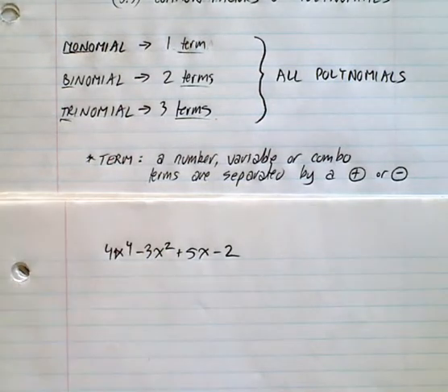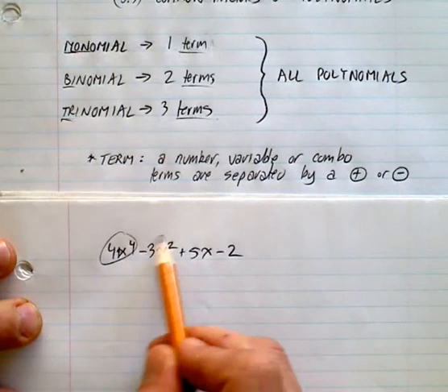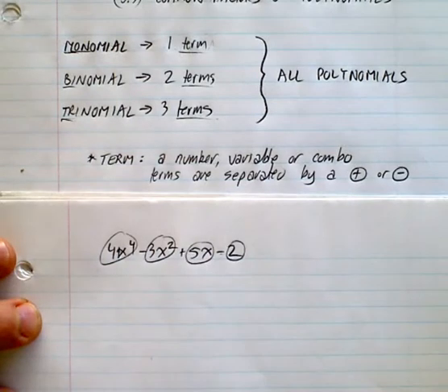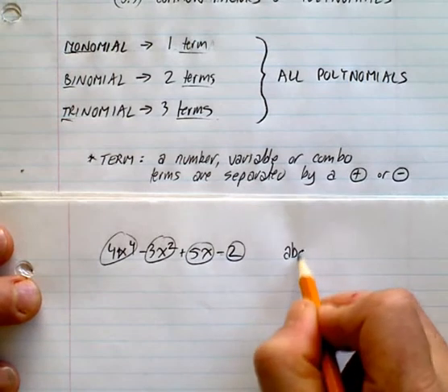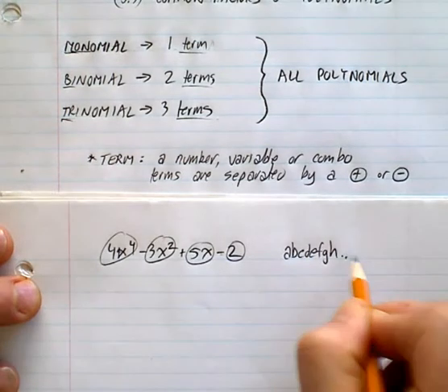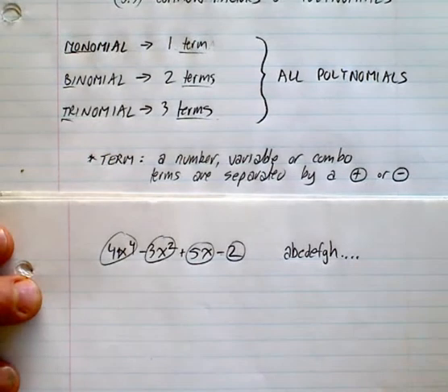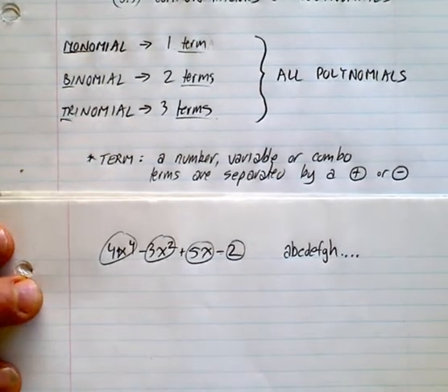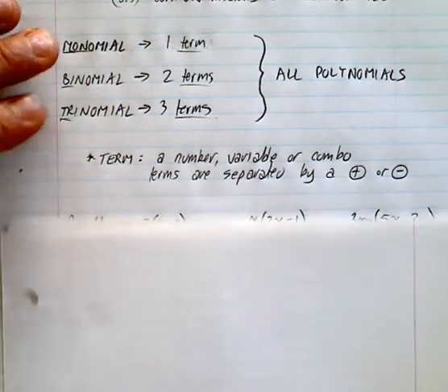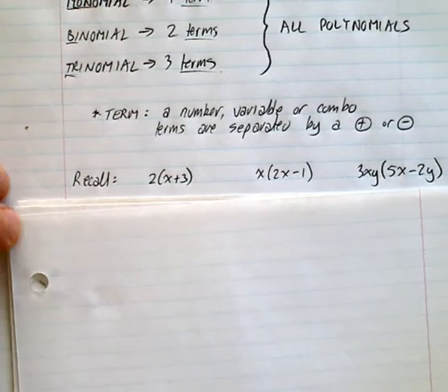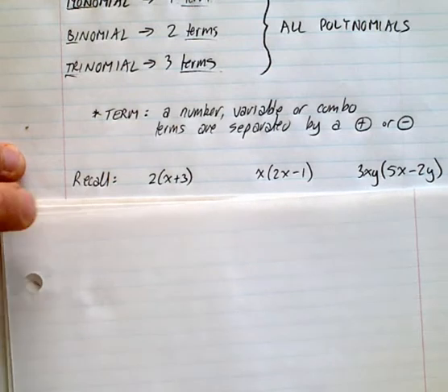And notice that each of these terms are split up with a plus or a minus. So technically, you could string the entire alphabet together with no plus or minus, and that would still be one term or a monomial, okay? So what we're also going to have to remember here is how to, what we call, expand these, okay?